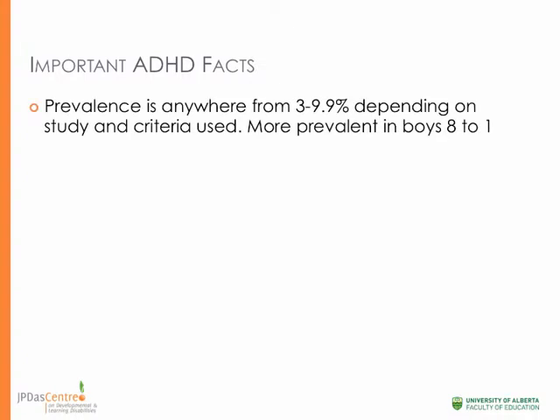For Part 1, it is important to recognize that ADHD is a fairly common disorder affecting between 3 and 9.9% of the population. Probably around 5% is a reasonable estimate of the prevalence in the population. It is important to recognize that ADHD impacts boys to a far greater extent, with some estimates that it impacts boys at an 8-to-1 ratio compared to girls.